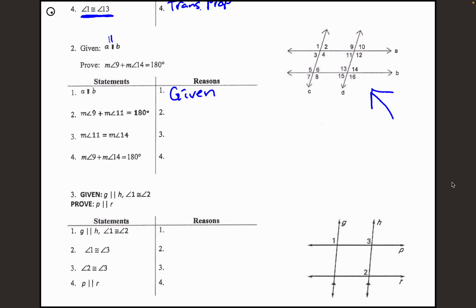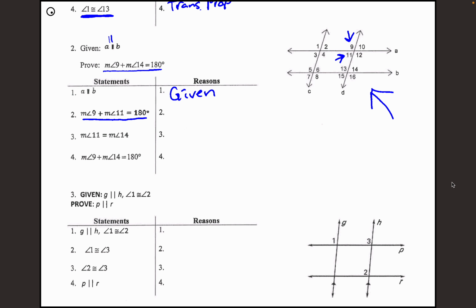This one's going to be a little different from the last one because we have to prove that angle 9 plus angle 14 equals 180. Well, it gives us right here angle 9 plus angle 11 equals 180. When I look at that, angle 9 is right here, angle 11 is right here. Why can I say they add up to equal 180? Because they're a linear pair. And do we remember what linear pair means? It's two adjacent angles that equal 180.